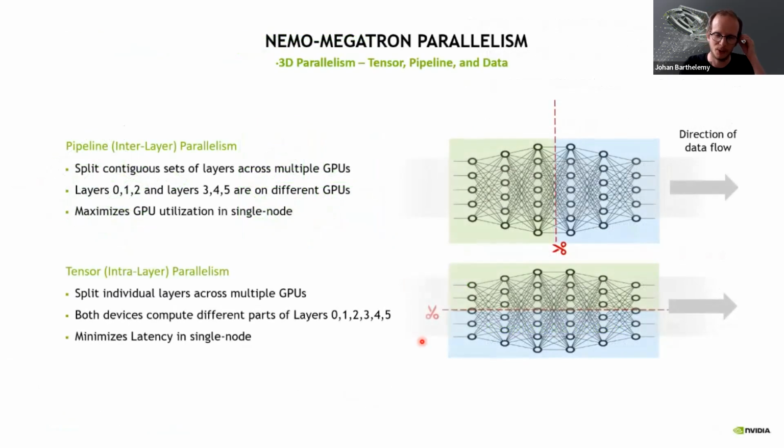Here is just another way to represent what I just said. You've got the data that goes from left to right. You can split it vertically or horizontally, so vertically for pipeline or model parallelism, and horizontally for tensor parallelism.